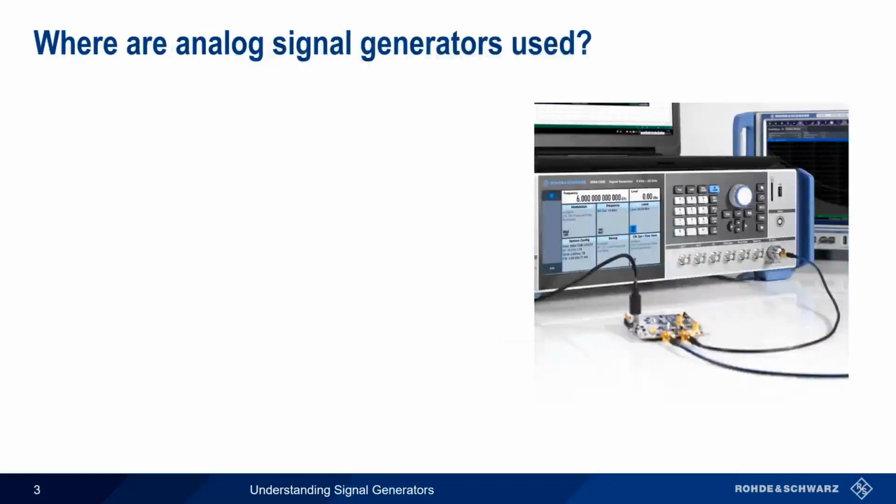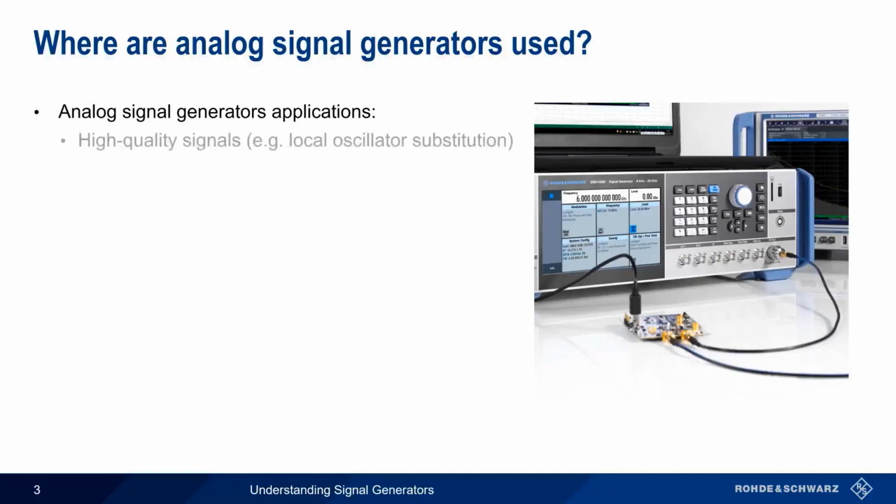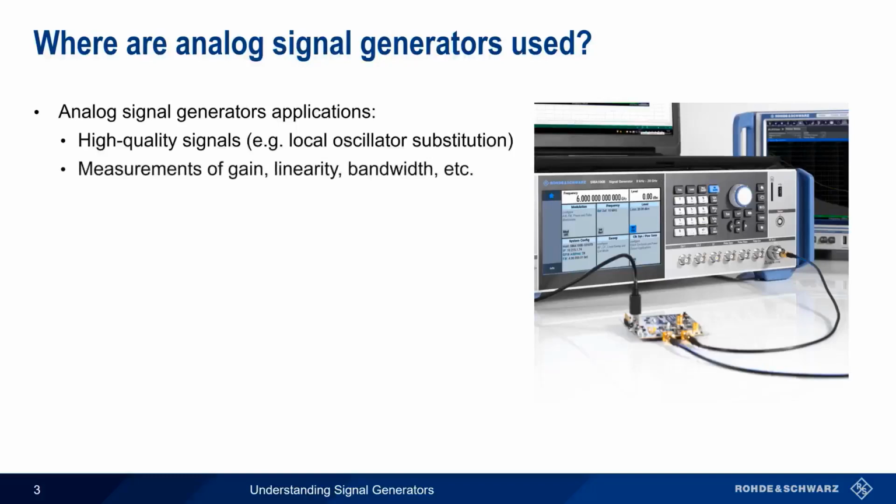Given all the flexibility of vector signal generators, why would anyone ever use an analog signal generator? There are actually many applications whose requirements can, or should, be met using analog signal generators. Analog siggens are used whenever high-quality signals are needed, for example, as a local oscillator substitute. They can be used when measuring basic but essential RF parameters like gain, linearity, bandwidth, etc., and therefore are often a good choice for component tests, such as the development of analog-to-digital converters.